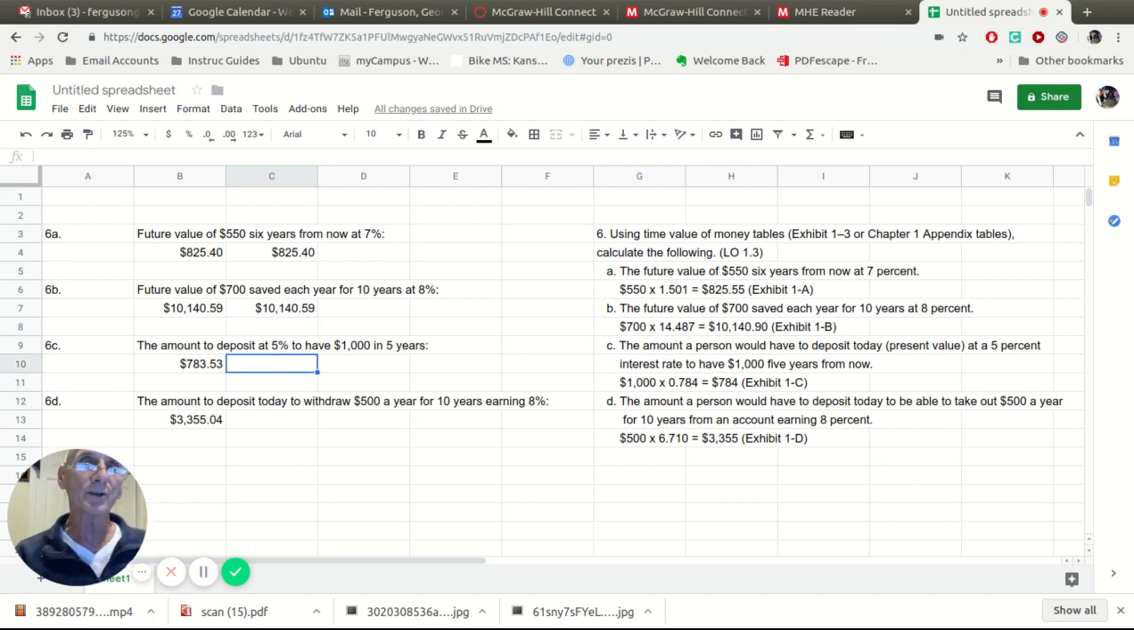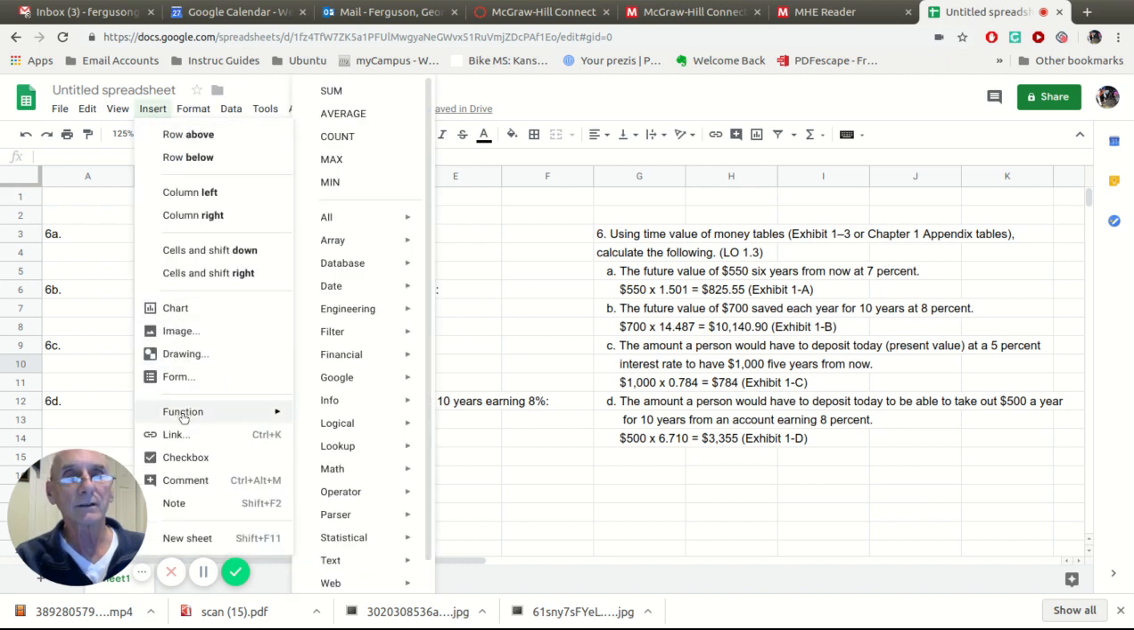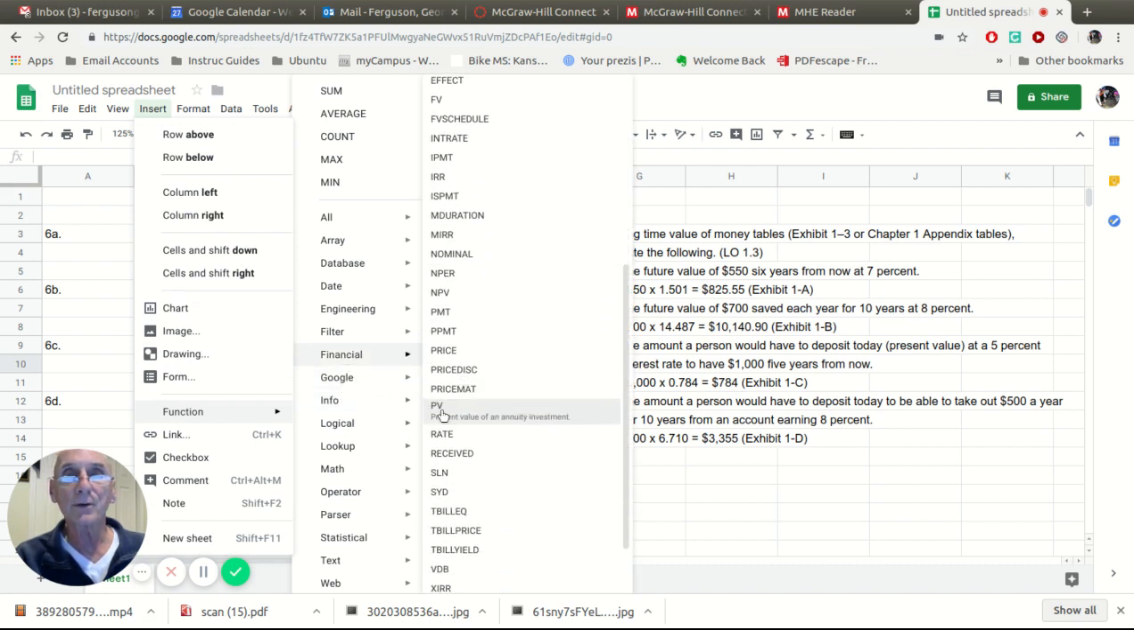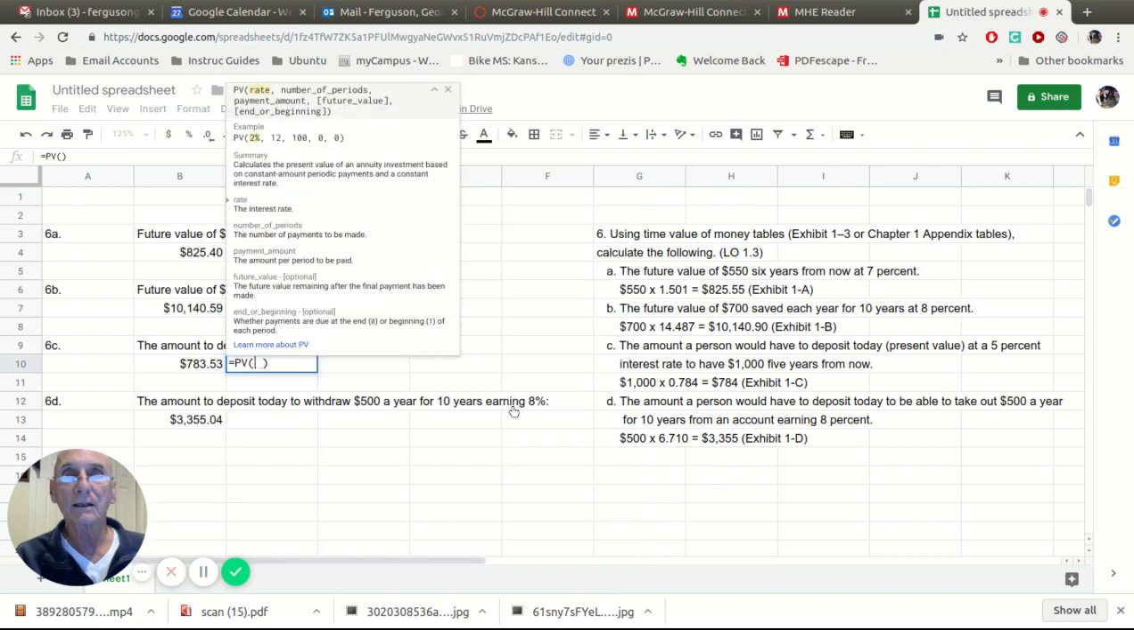Now, present value. In other words, how much do I have to put aside now to have $1,000 in 5 years if I'm getting 5% on my money? So I'm going to go up and insert a function, financial, and we'll look for present value. Here's present value, PV. So again, it's going to prompt us for all the things that are necessary. So what's the rate that we have right now? It is 5%. 5%, comma. Number of periods. In other words, 5 years from now, comma.